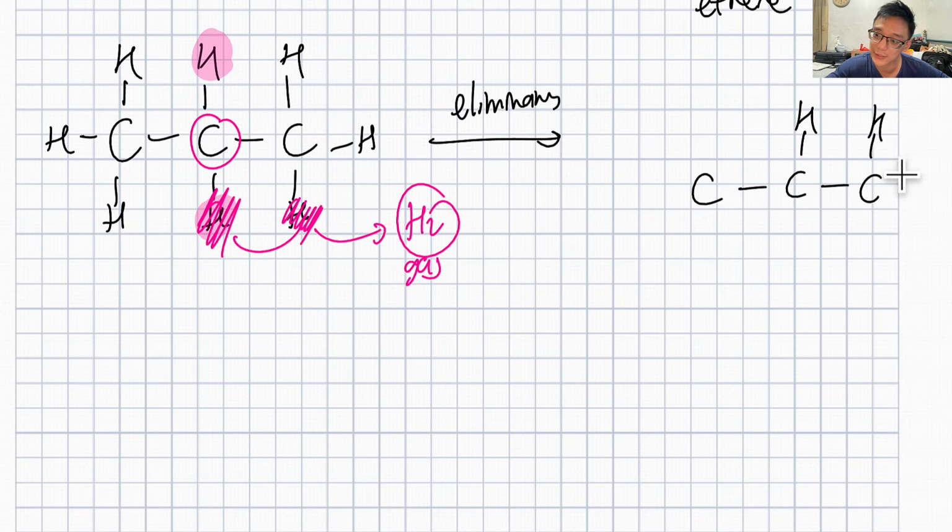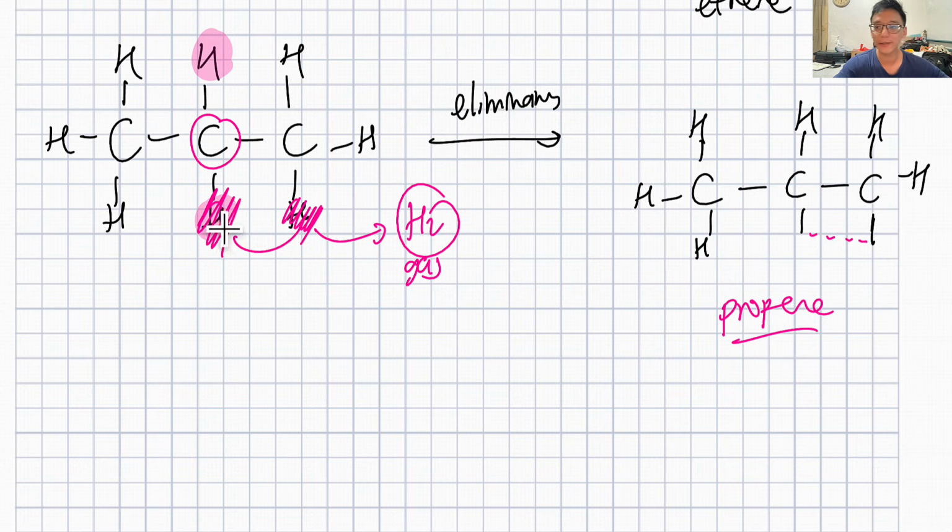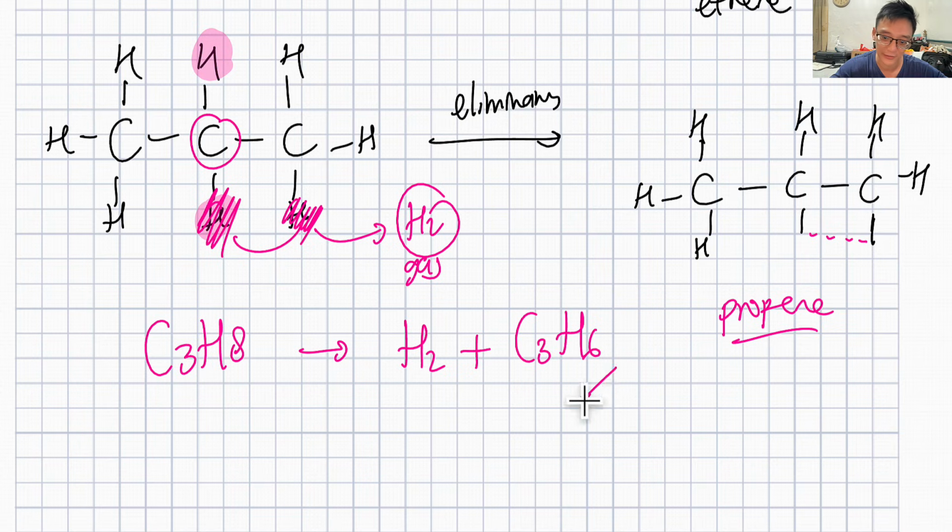This one hydrogen still exists, this one has an empty hand, and the left one will be intact. So this will form a double bond. So it will form propene. From propane into propene. From C3H8 becoming hydrogen gas and C3H6. So you can see that by releasing hydrogen gas, we will have propene. We will have a double bond. This is called elimination because we are removing some atoms from a compound.